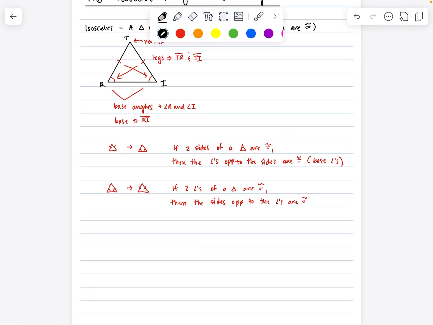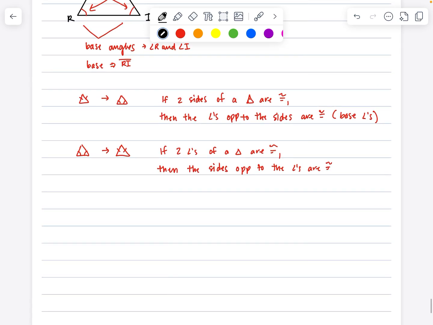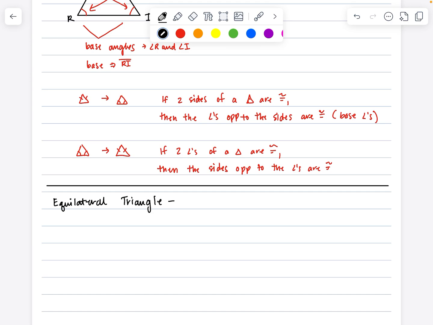We also need to talk about equilateral. Equilateral has its own kind of if-then. So here if we have an equilateral triangle, it is a triangle where all sides are congruent. And this is where we talked about it.